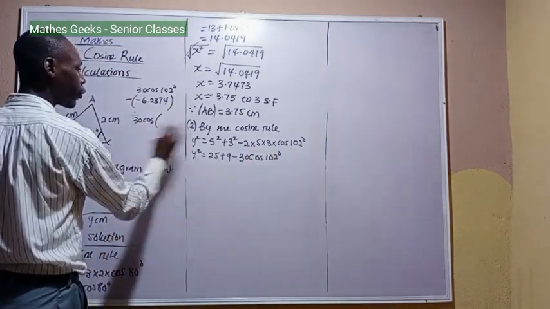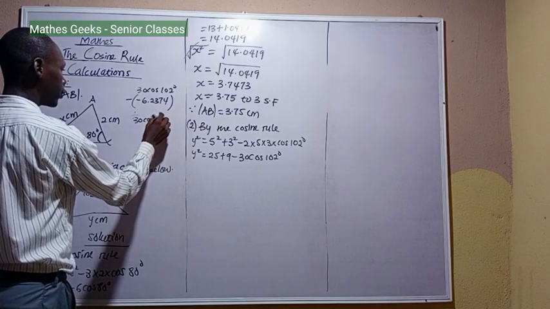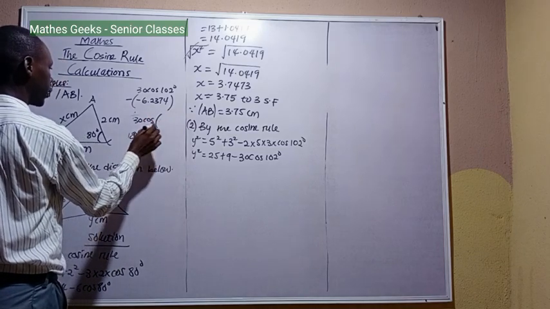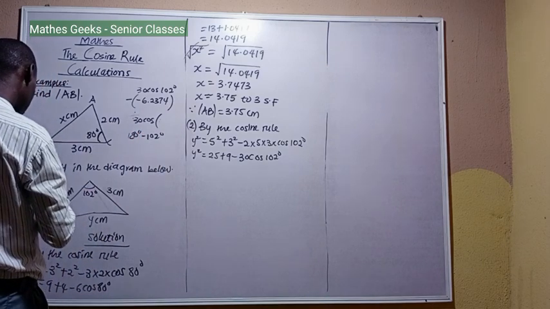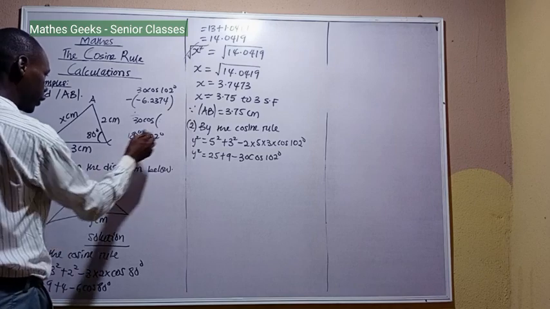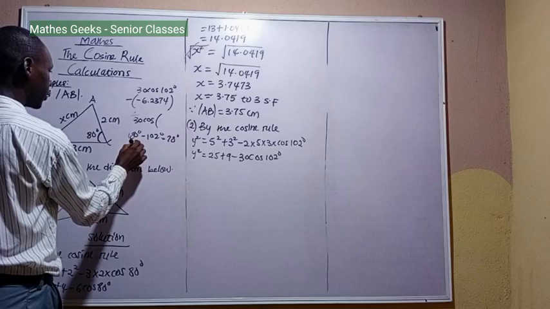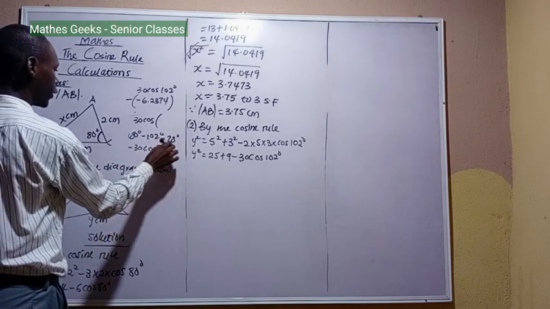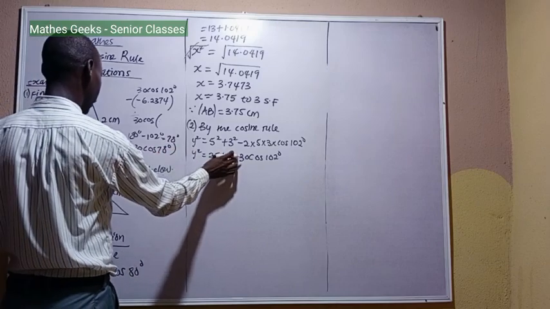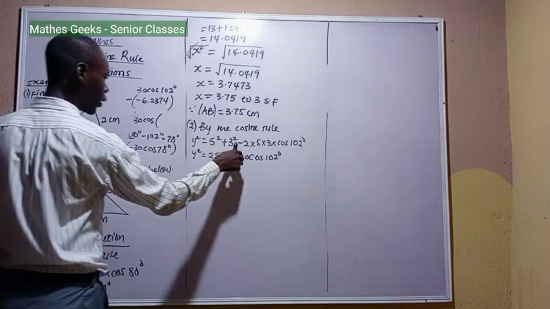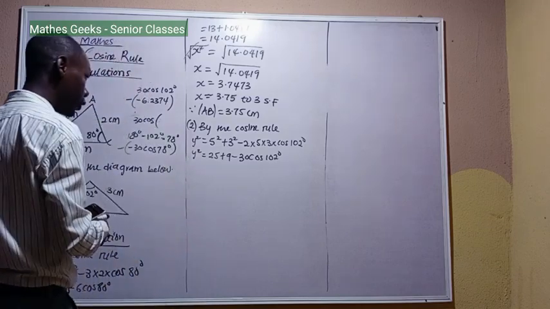So cos 102 degrees is the same as cos of 180 degrees minus 78 degrees. 180 minus 102 gives us 78 degrees. So this will give us minus 30 cos 78 degrees. In that way, we still have the negative sign here, so minus 30 multiplied by this minus sign gives us plus. It still gives us the same figure. So I'm just showing you the two possible ways you can go about this particular solution.